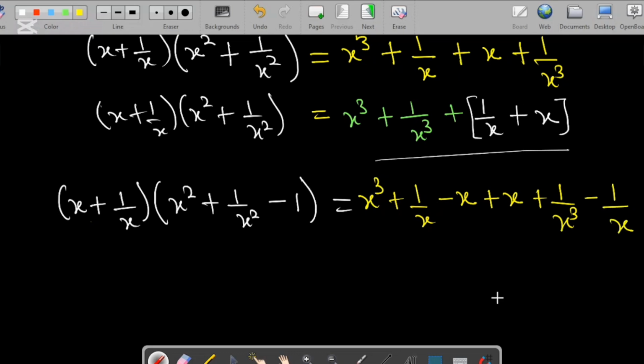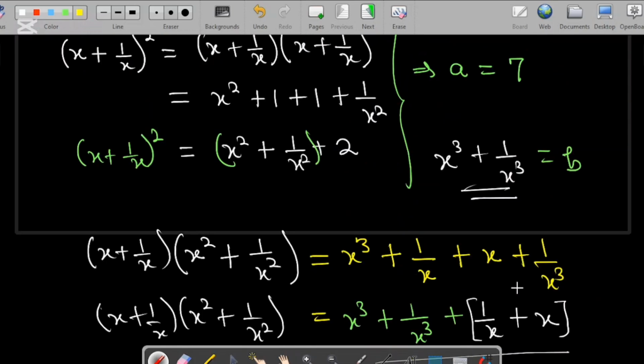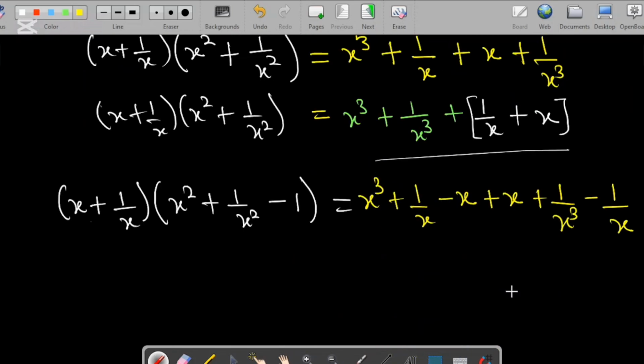So this is just the only trick here. And like I said, it is a result of deep thinking. You have to be very fast to be able to get this. And so what do you do next? So you can clearly see now that 1 over x will remove minus 1 over x. x here will remove x. So I will just have x cubed plus 1 all over x cubed. And that's all I needed, which is my b.